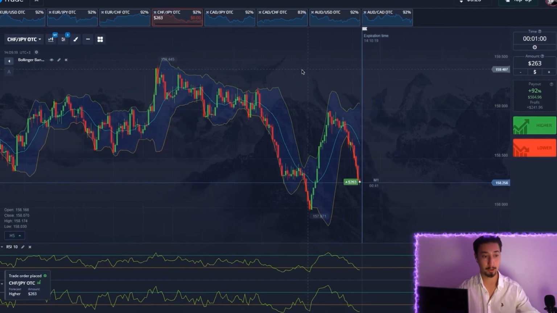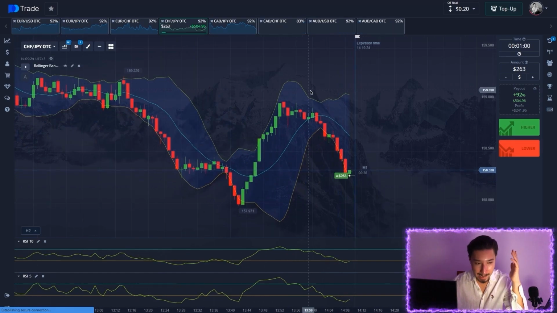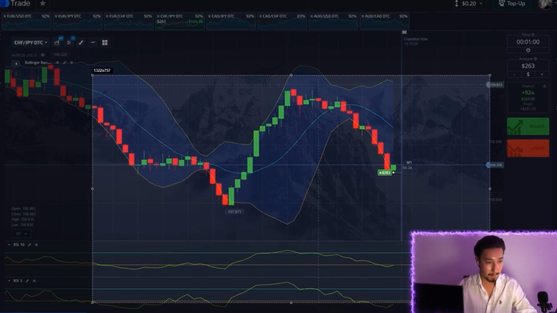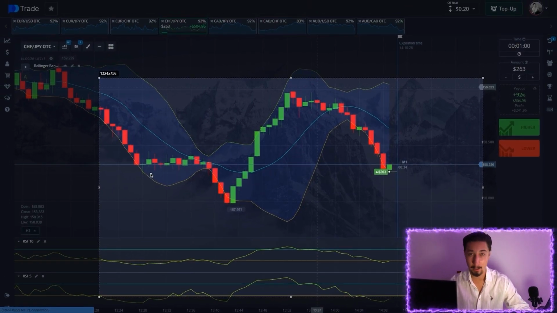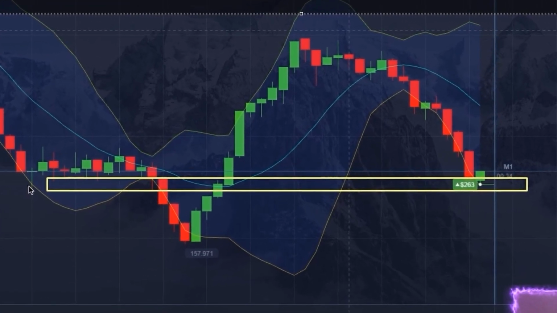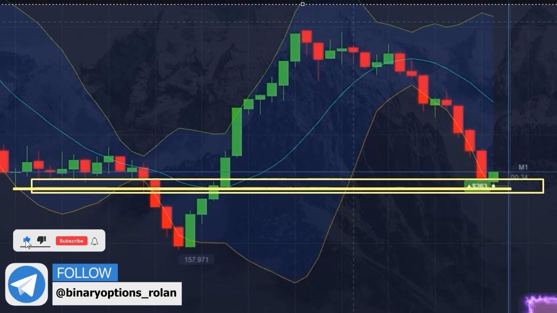Well, let's open a trade here for a long. Again, we have an excellent entry point. So let's highlight the workspace. I'll explain it to you right away.